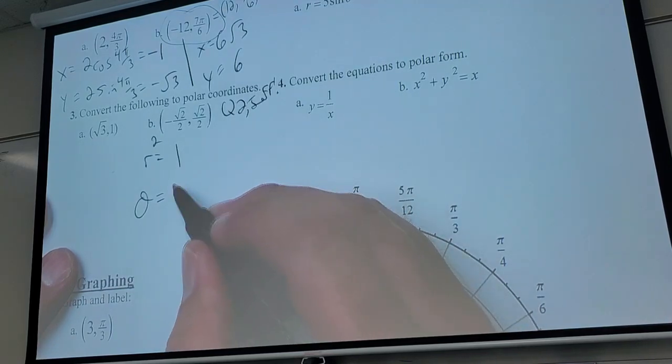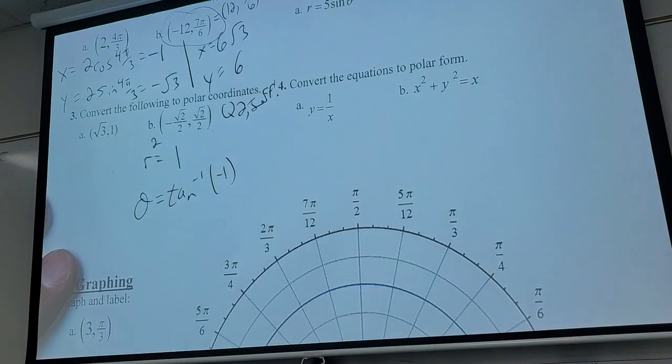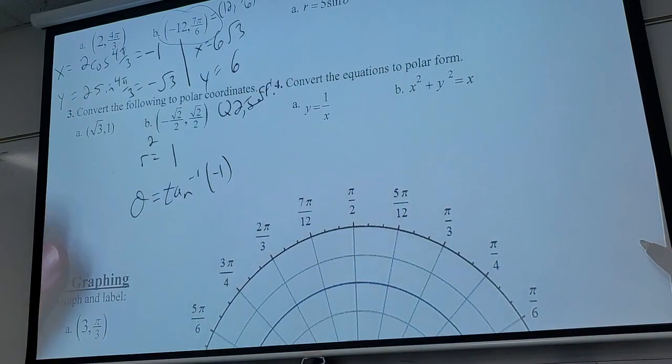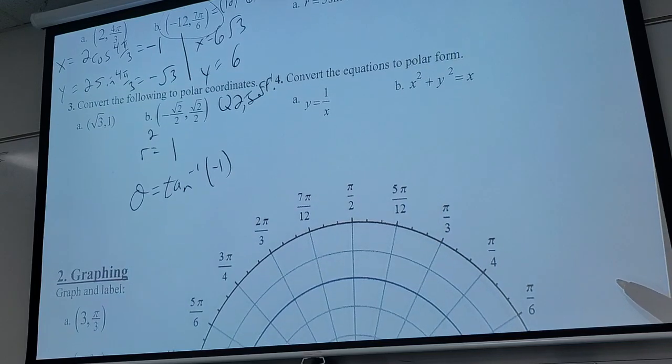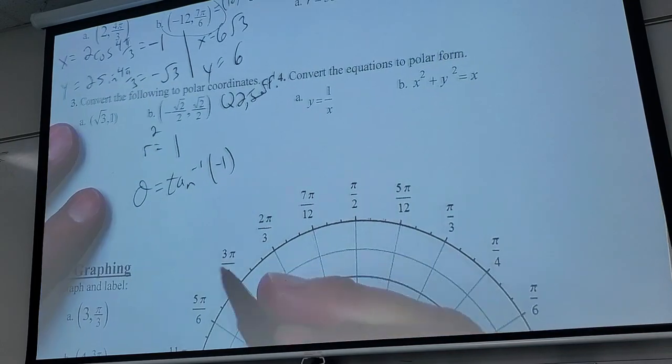Arctan. Yep, arctangent of the ratio of these, which is -1. Does anyone know what the arctangent of -1 is? Is it 45? Sure, but it's not 45, right? It's the wrong quadrant. 135. Oh, 135? Sure. Give it to me in radians. 3 pi over 4. 3 pi over 4, okay.